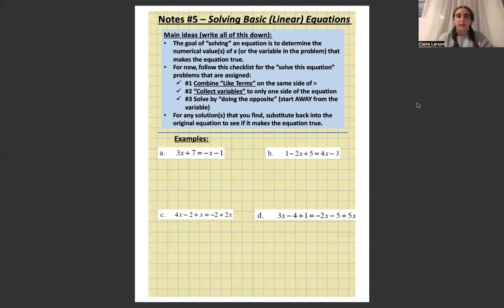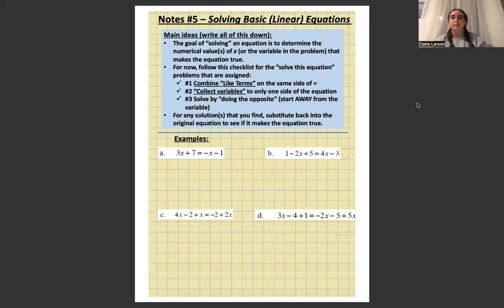The first is that the goal of solving an equation is to determine the numerical value of x. It doesn't have to be x, it can be any letter like a, b, y, any of those, but usually it'll be x in these kinds of equations. And whatever x is will make the equation true. And for now, here's a little checklist for solving these kinds of equations.